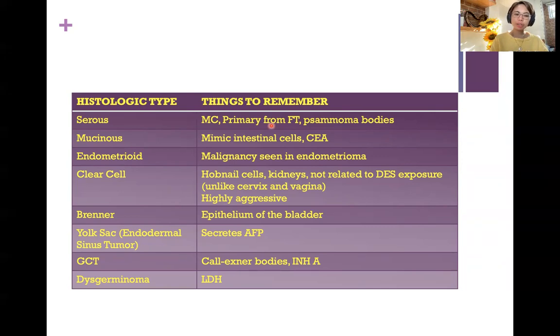Granulosa cell tumor, Call-Exner bodies, also in histology under the microscope. And the tumor marker is inhibin A. Granulosa cell, call granny. So that's how you remember the pathognomonic histologic sign. Call-Exner bodies, call granny. Yolk sac, Schiller-Duval. I'm shilling, so put me in a sac. Okay.